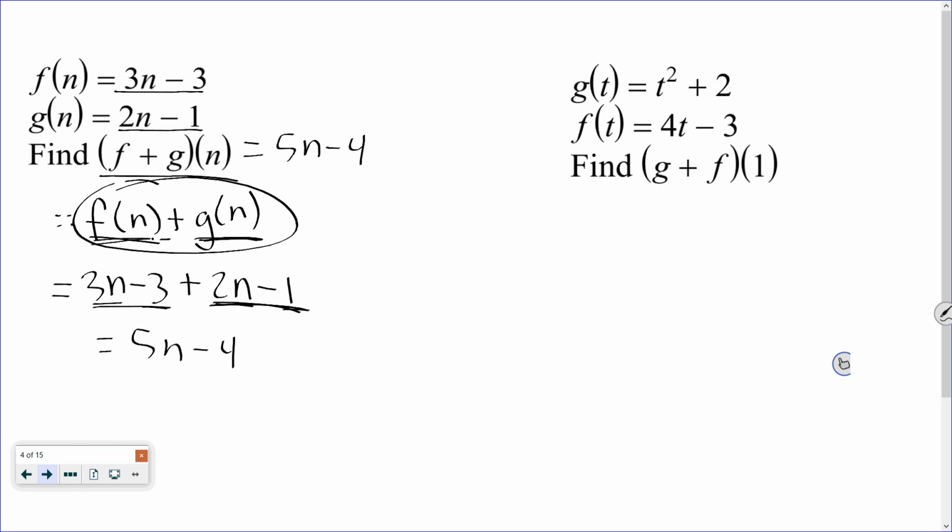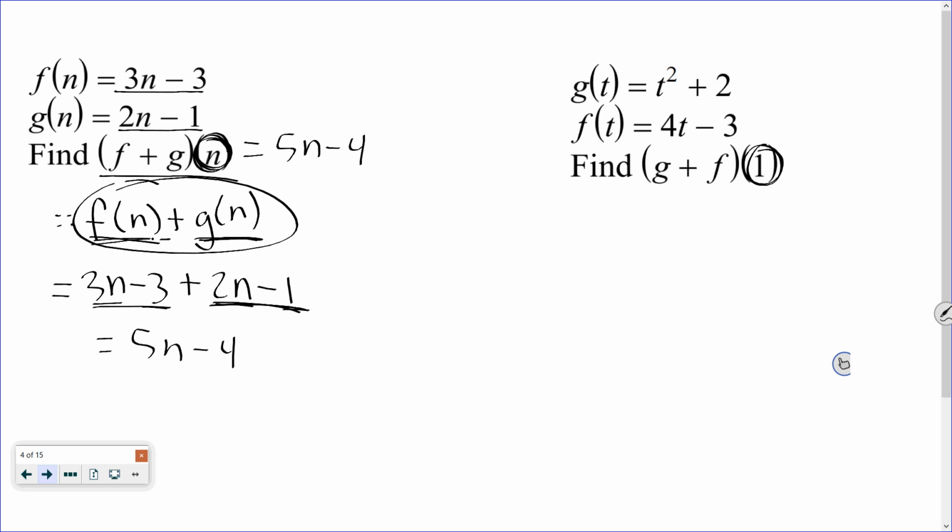The second type of addition problem you'll end up with is like this. So it says g of t equals t squared plus 2. F of t equals 4t minus 3. And it wants us to find g plus f of 1. The difference over here is I didn't have a number to plug in. I just had an n there. On this one, I know I'm plugging in a number, which is 1.